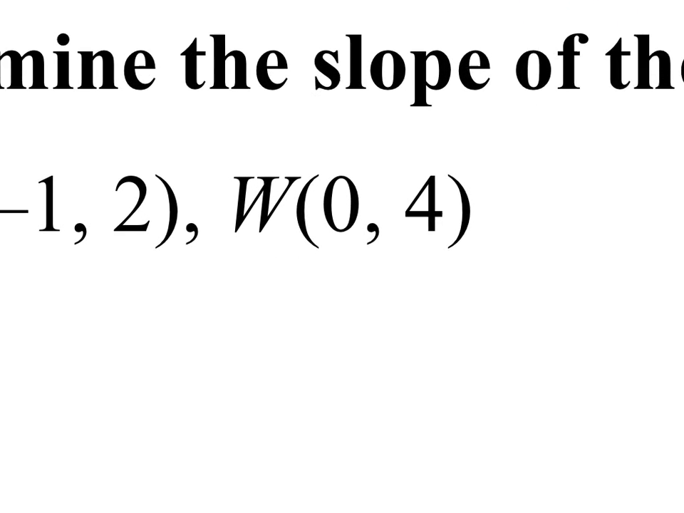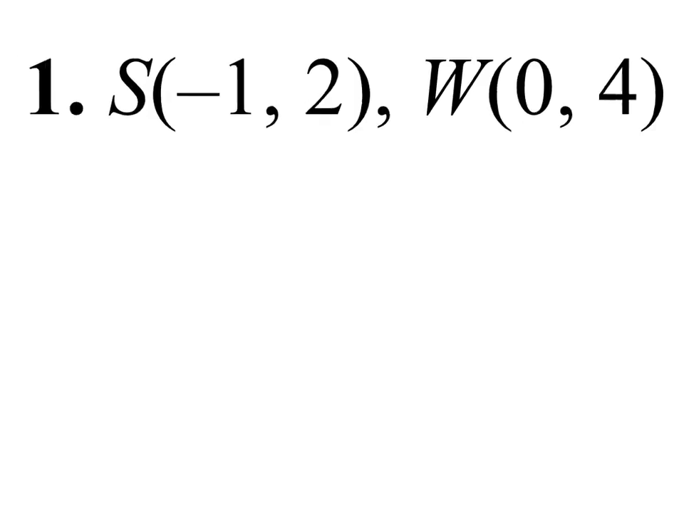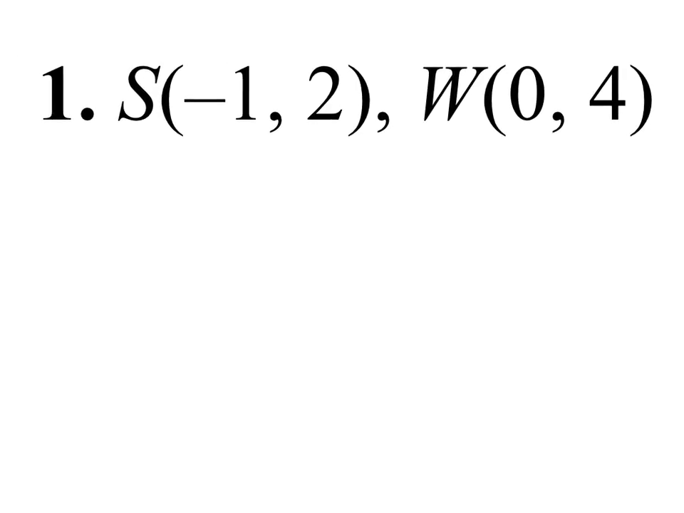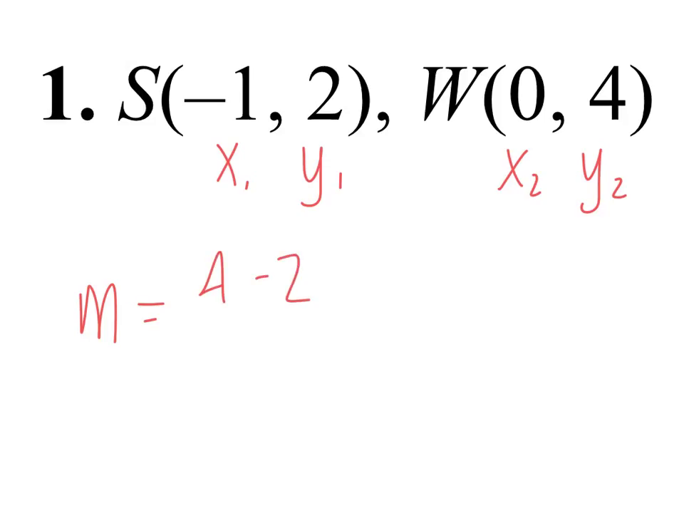So the first thing I'm going to do, given something like this, in number 1, is identify that this is the point x sub 1 and this is y sub 1. I'm going to call this x sub 2 and this is y sub 2. So using our formula, I know that my slope m is equal to 4 minus 2 over 0 minus negative 1. And even if it's negative, we just plug it in as negative. We still want to subtract it.